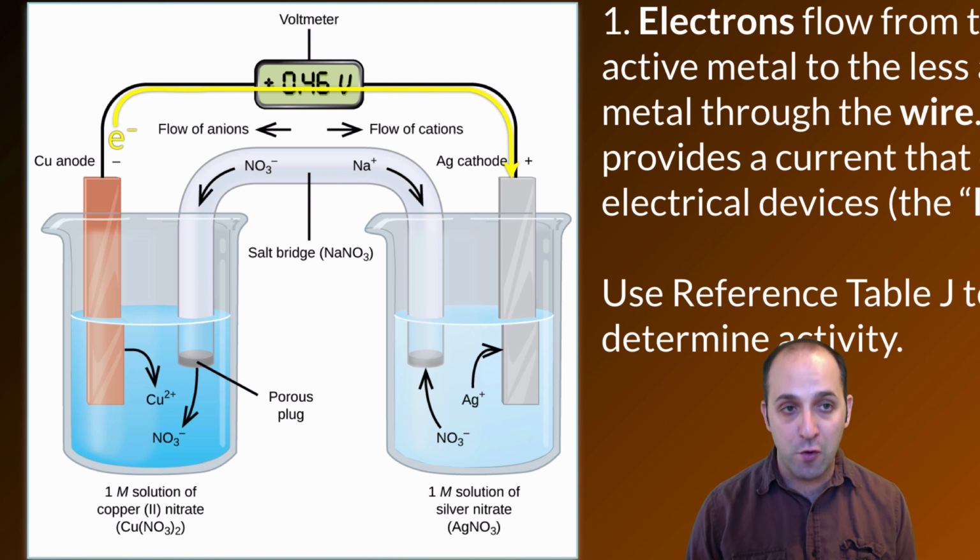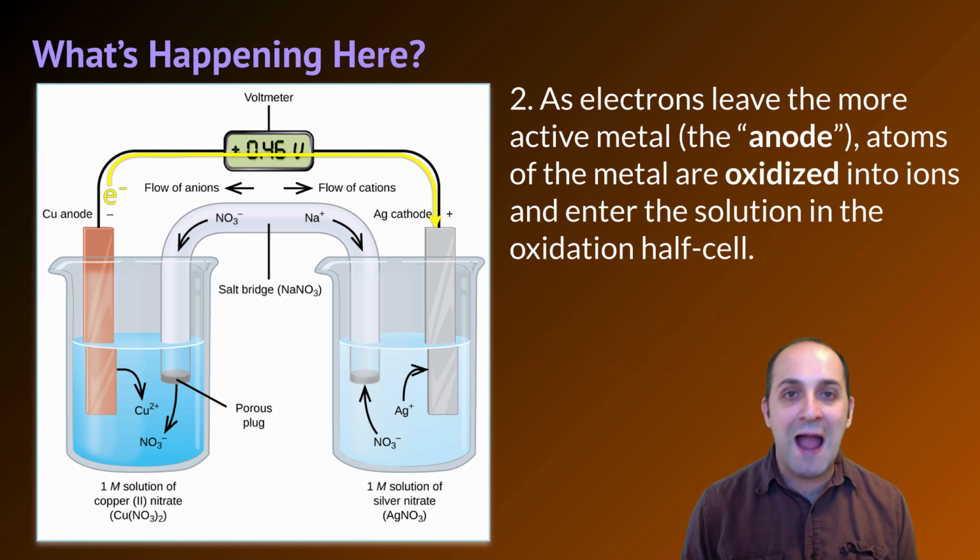what we call the load. In this case, it's just the voltmeter. Since copper is our more active metal and electrons are leaving that copper, that piece of copper is what we refer to as the anode. It's the electrode, or the piece of metal, where the atoms of that metal are oxidized.